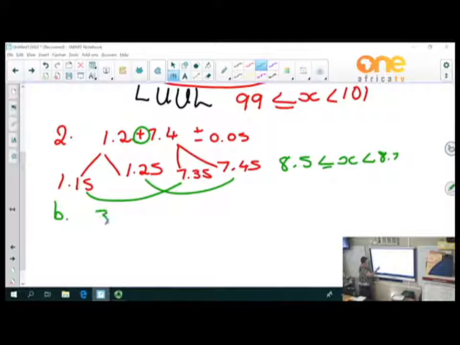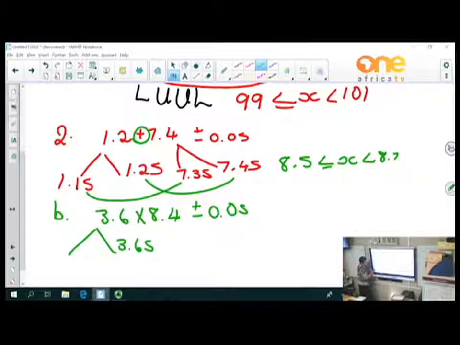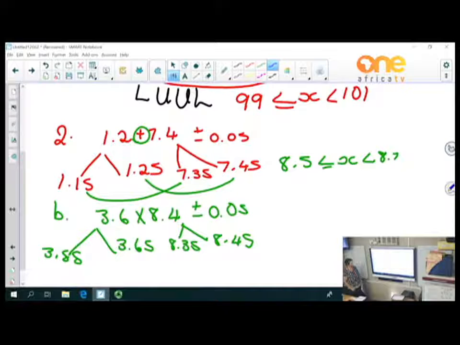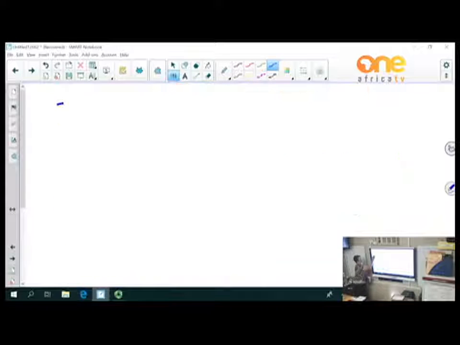So 3.6 times 8.4. This is to 1 decimal place, so it will still be plus or minus 0.05. If you made a mistake, that's where the mistake is, isn't it? So the upper bound is now 3.65 and the lower bound 3.55. Here the upper bound is 8.45 and the lower bound 8.35. And this is a multiplication, so it's again lower, lower, upper, upper.